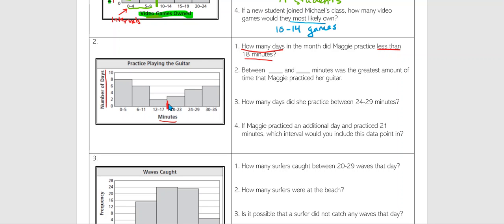And if I want less than that, I'm going to take everything to the left. So this first interval is 2. This next one lines up with 6. And this last one is 8.